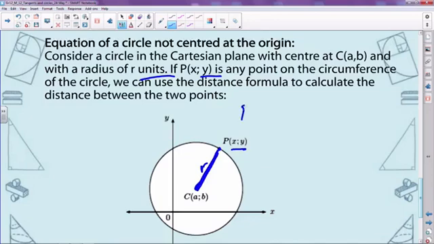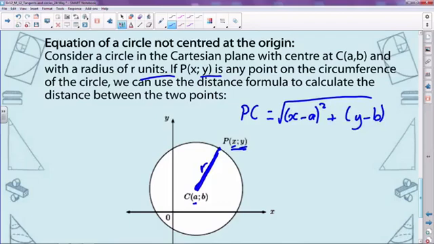So let's have a go at that and let's see what we get. We know using the distance formula, PC, that distance, is going to be the square root of x minus a. Okay, so that's my x coordinates at P minus my x coordinates at C, plus y minus b. Okay, so that's y coordinates at P minus y coordinates at C. So this is going to give me PC. Okay, well, let's just leave it at that point. We don't want to simplify that any further. So we've got PC is equal to the square root of x minus a squared plus y minus b squared.